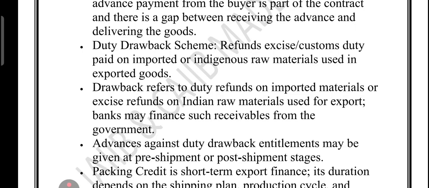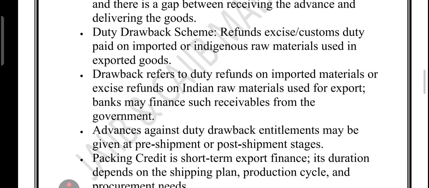This is the government saying, hey exporter, we don't want you to pay extra tax on material that you use for goods that are going abroad. So if you have paid customs duty on imported raw material or excise duty on Indian raw material, you can get that money back as a refund. That refund is called duty drawback.